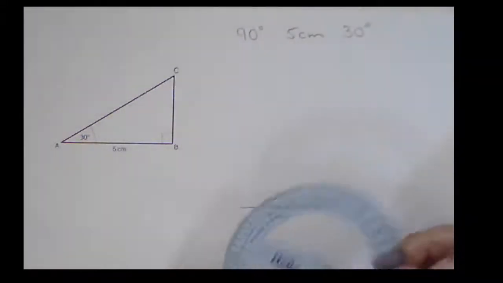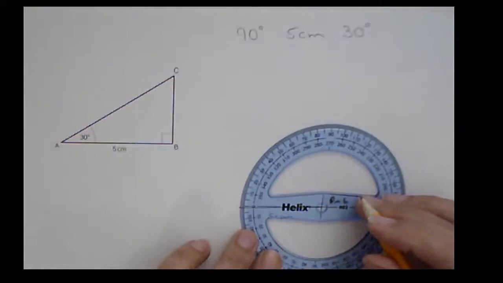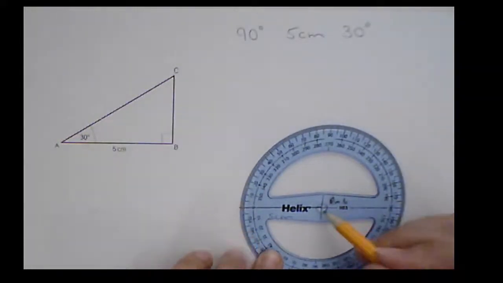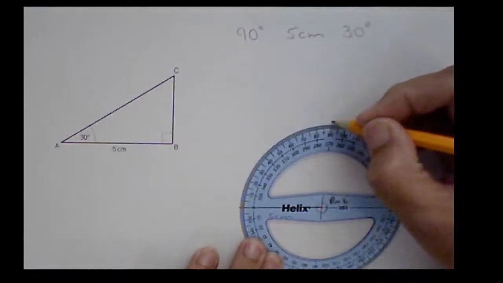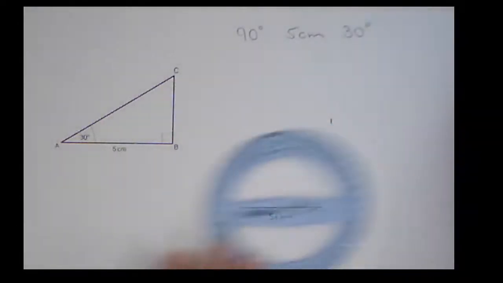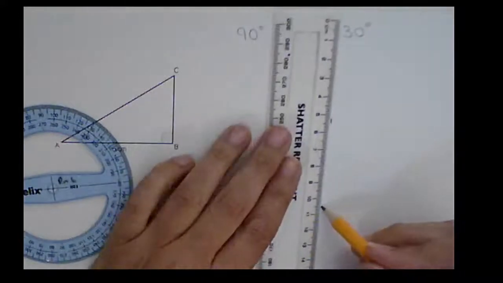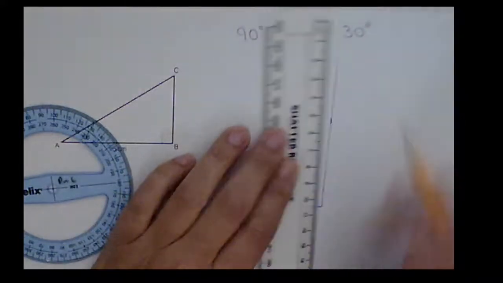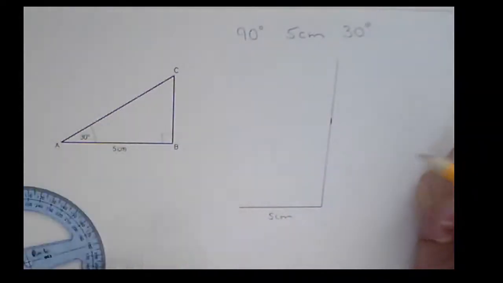So again, using my protractor, I'm going to do the right angle first. So I've started on B where I need my right angle, my 0 is on the baseline, and I'm going clockwise around the outside scale to 90 degrees, which is here. So I've marked my 90 degrees. I'm going to draw a nice long line through my 90 degrees.